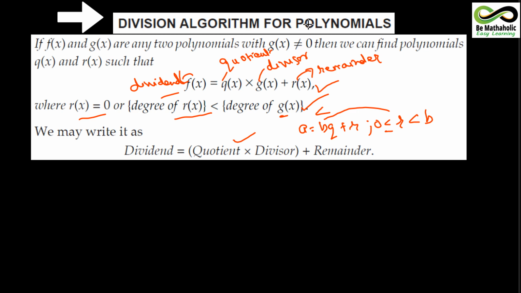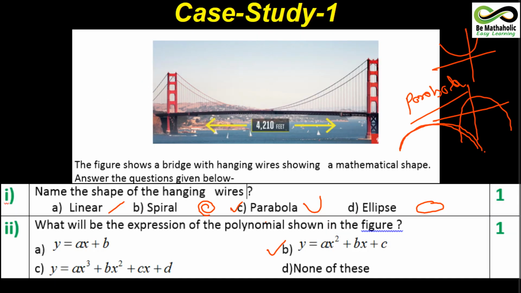Now let's study the case study based questions. What type of questions are you going to face related to this particular chapter? Let's have a look. Here you can see a figure of a bridge. The figure shows a bridge with hanging wire showing a mathematical shape. Now answer the questions below. You must have seen in real life also, these types of bridges in which the wires and cables are put in this manner.